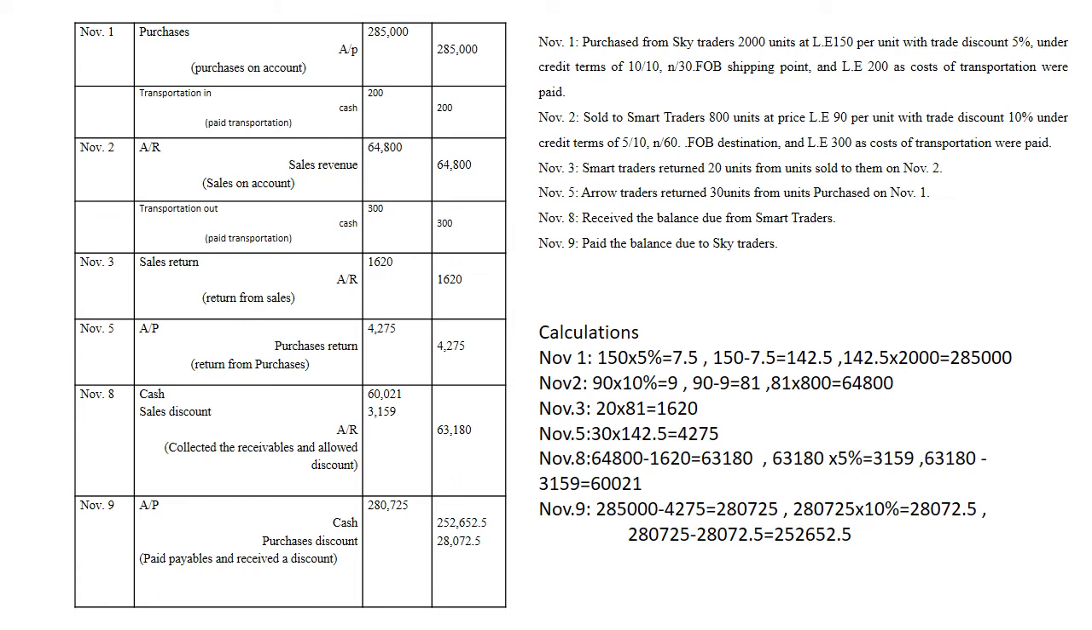So you know the discount is 3,159. So the cash that will be collected by Arrow Trader will be the value of 63,180 minus 3,159, which is 60,021. That's the amount of cash that will be collected for the accounts receivable. Cash collected is debit. When accounts receivable are collected, it's credited. And the difference between the two sides will be sales discount.